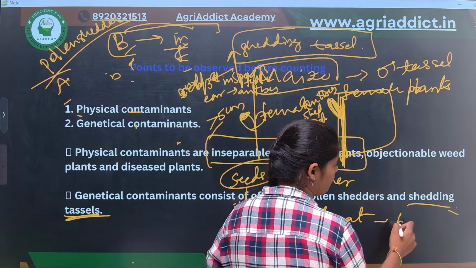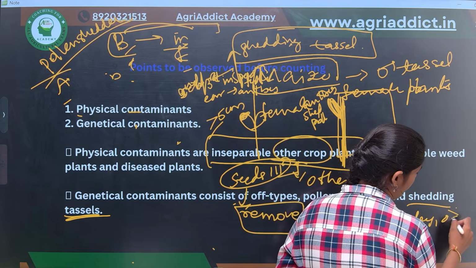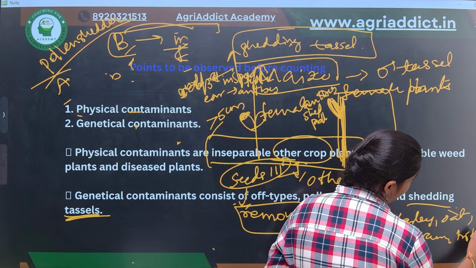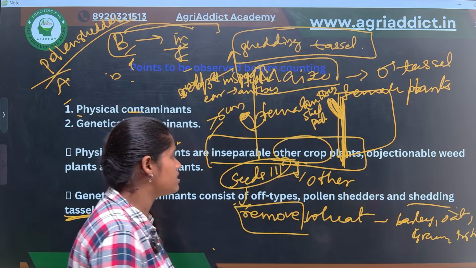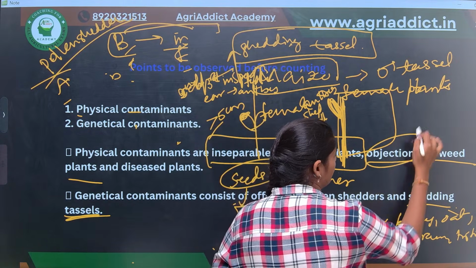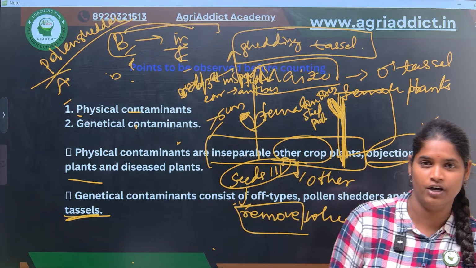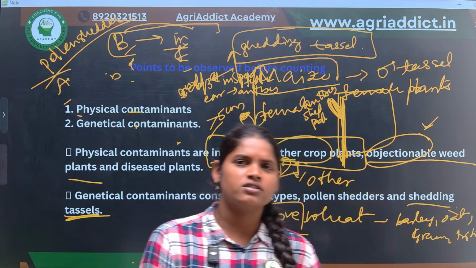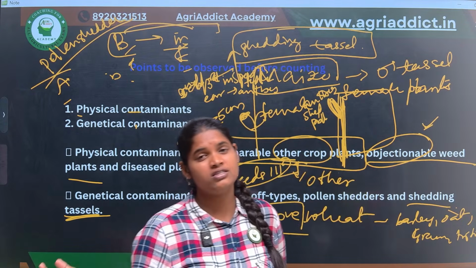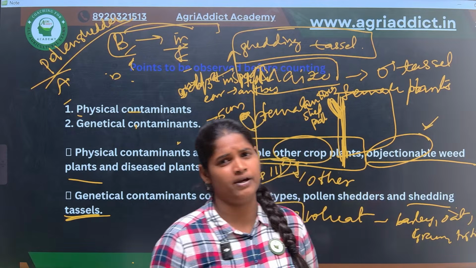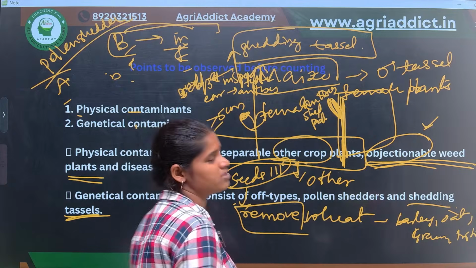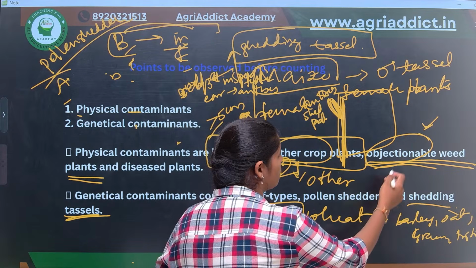For wheat, we have barley, oat, gram, triticale. These are inseparable other crop plants. What are objectionable weeds? Objectionable means we don't want them at all. Once they get established, they are very difficult to remove, and once they get mixed, very difficult to separate. They are not at all of use. They will cause mechanical admixtures in turn. So that is objectionable weed plants.